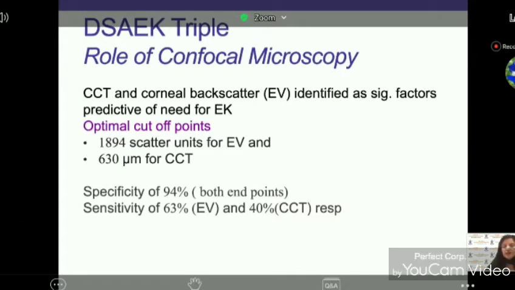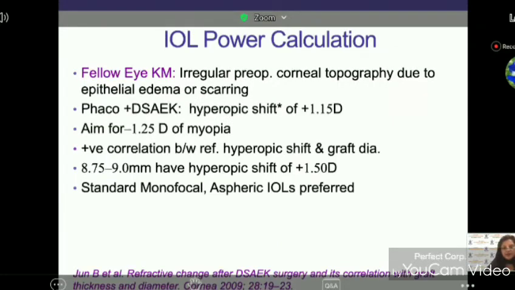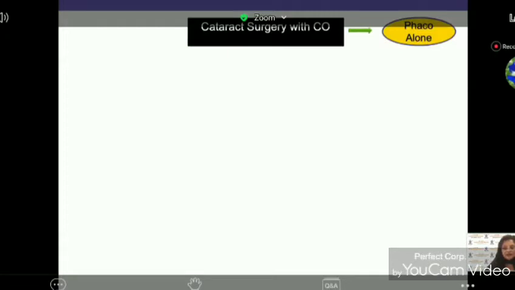Again, there's always the dilemma, in cases of Fuchs dystrophy with cataract, whether to do a combined DSEK or DMEK triple procedure or to do phacoemulsification alone. When you have Salzmann nodular degeneration such as this, or you have recurrent corneal erosions, it is always best to treat these pathologies first with the PTK, and then after 6 weeks plan when the keratometry stabilizes. IOL power calculation is again a different ballgame, which I'll be talking to you about later.